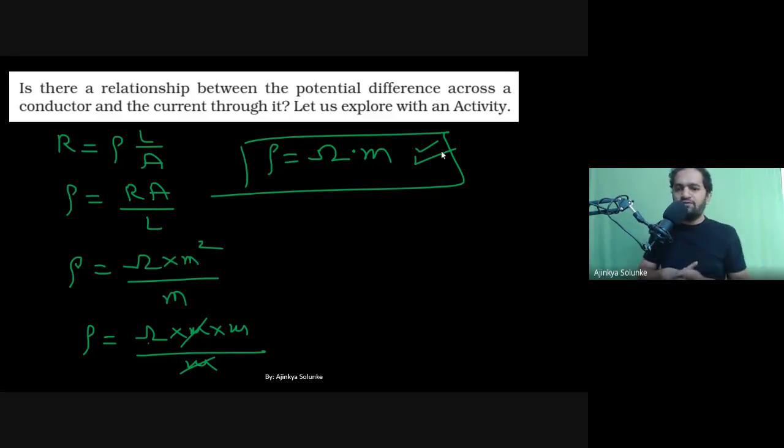So have you understood how we have derived the unit of resistivity? It was just a formula. We put every value there, the units, the remaining units, and we found out that the unit is ohm meter. Very simple logic, the same logic which you used in your gravitation. So ohm meter is the unit.